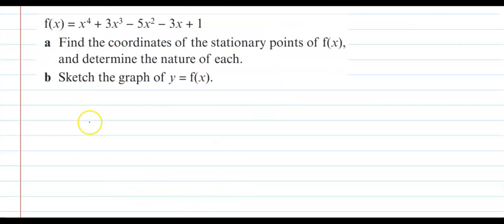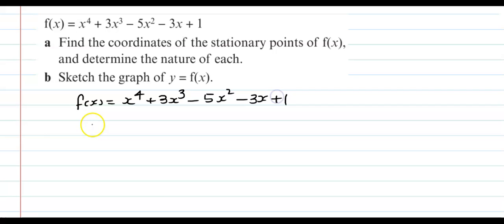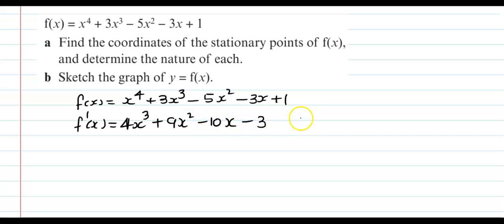Okay. Here, f(x) is given: x to the power 4 plus 3x cube minus 5x square minus 3x plus 1. We need to differentiate it first, f dash x. So it will be 4x cube plus 9x square minus 10x minus 3. And then the next step is we need to put f dash x equal to 0. So whenever there is a cubic function, you need to use the factor theorem.